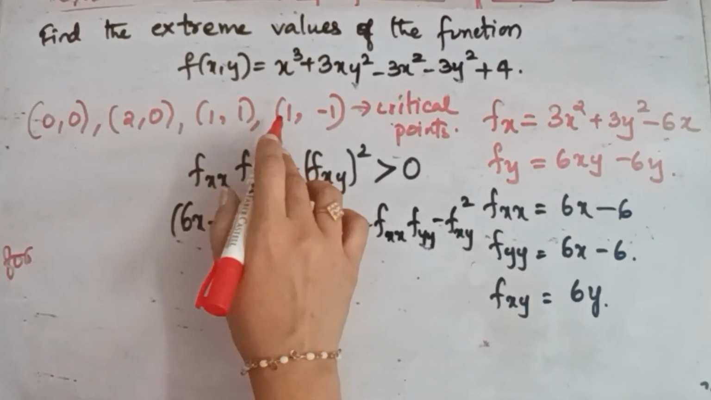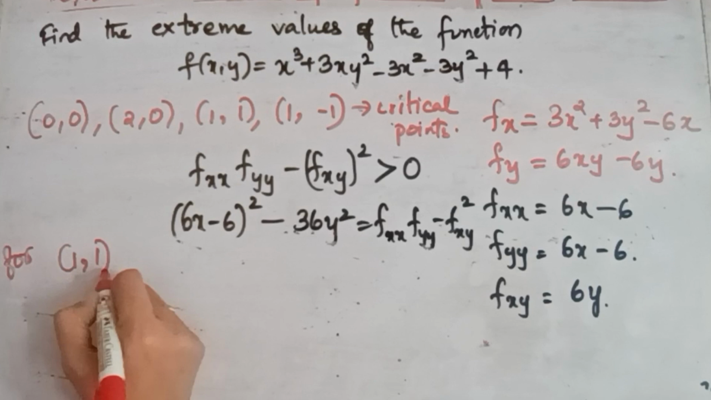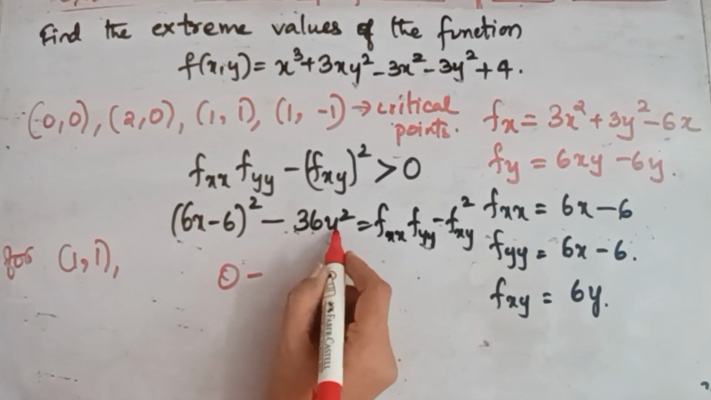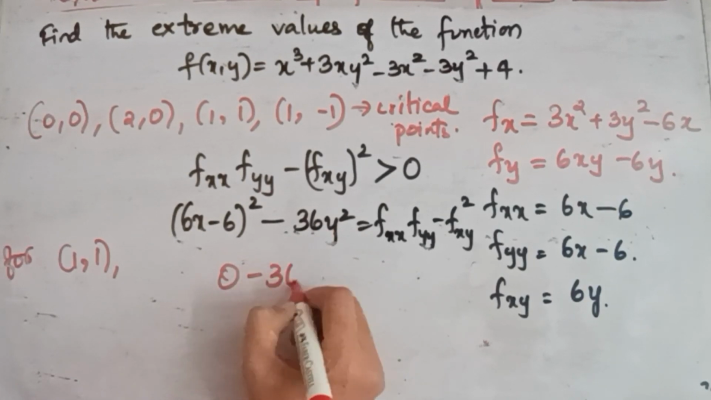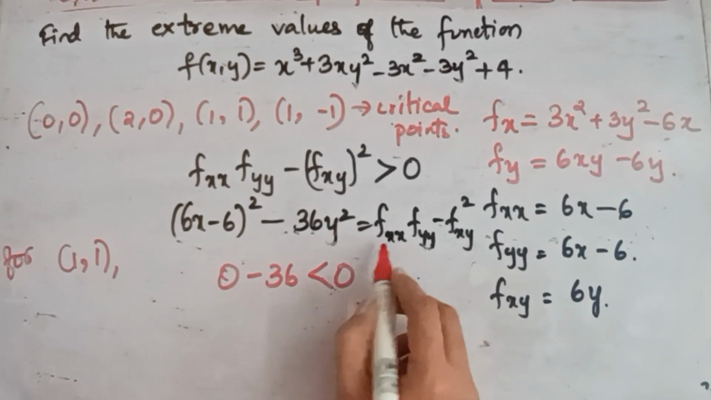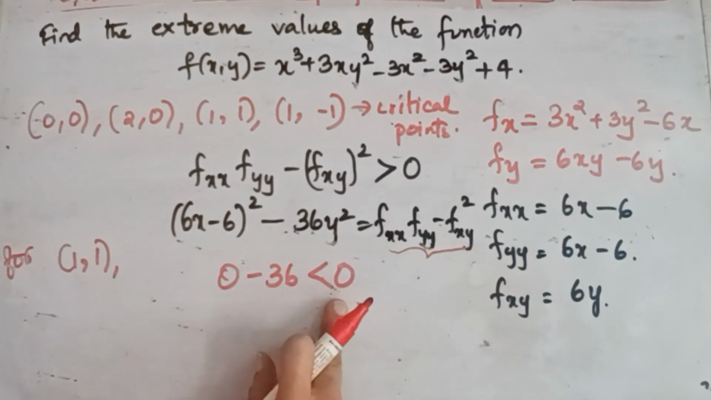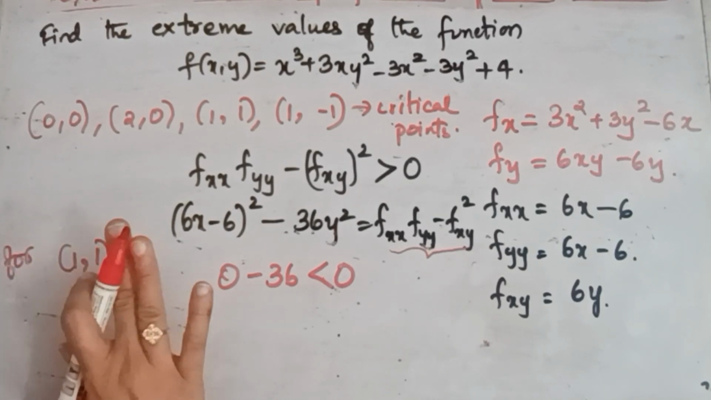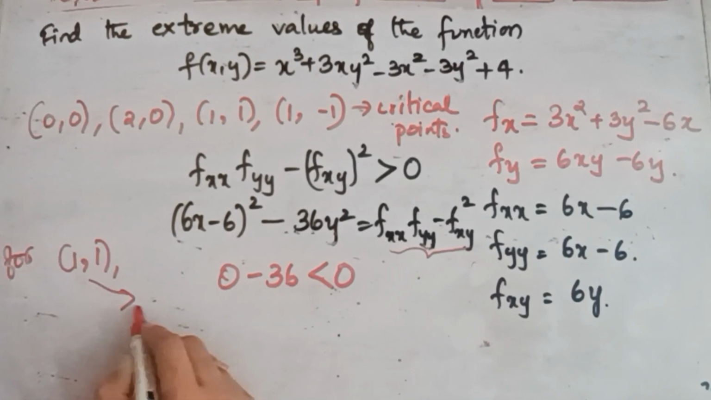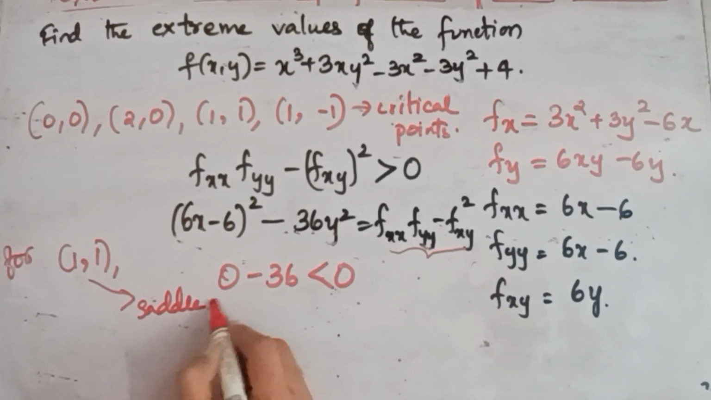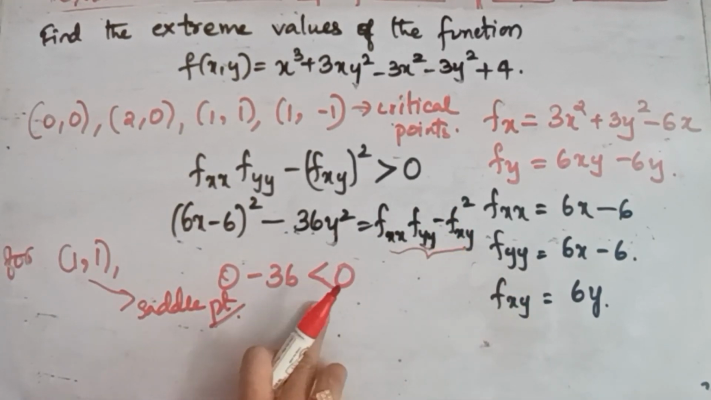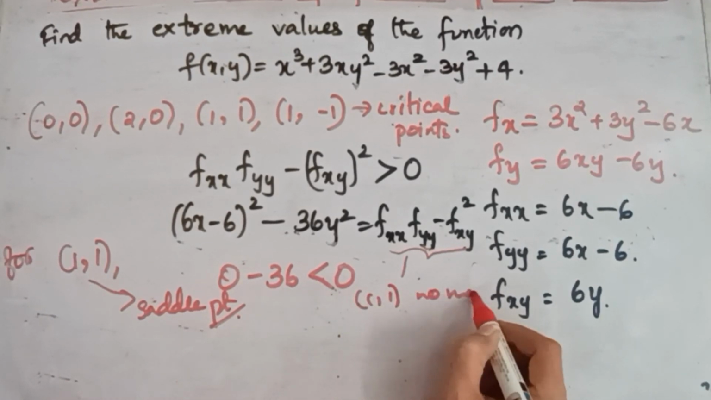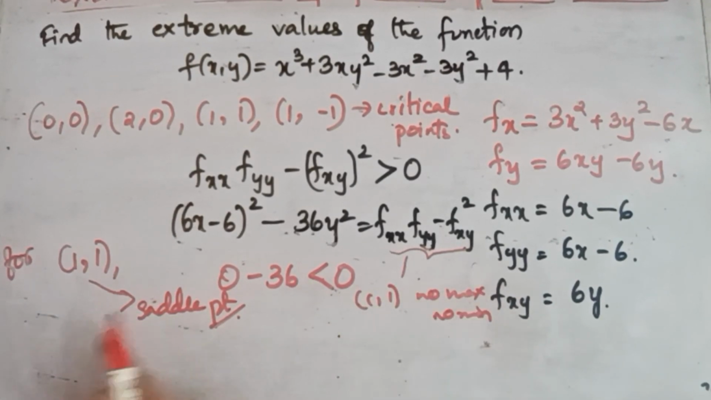Now consider the third point, 1 comma 1. For 1 comma 1, put x equal to 1. 6 minus 6 is 0, minus 36 into y, which is also 1. So which is minus 36. This is less than 0. Whenever you get this expression less than 0, therefore at this point there is no maxima, no minima. So this point is called a saddle point, because we got this expression itself negative. Hence for this point 1 comma 1, no maxima, no minima, such a point is called a saddle point.